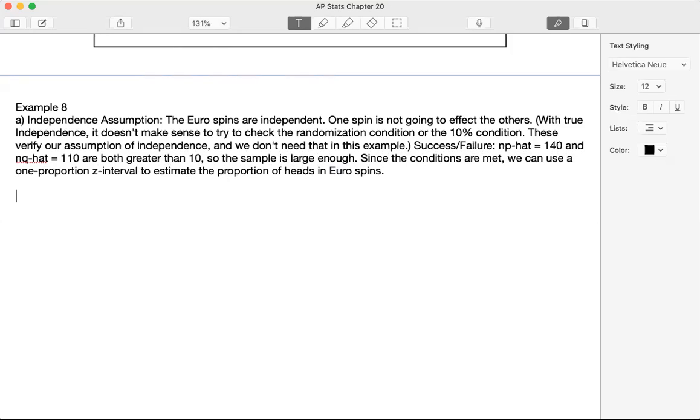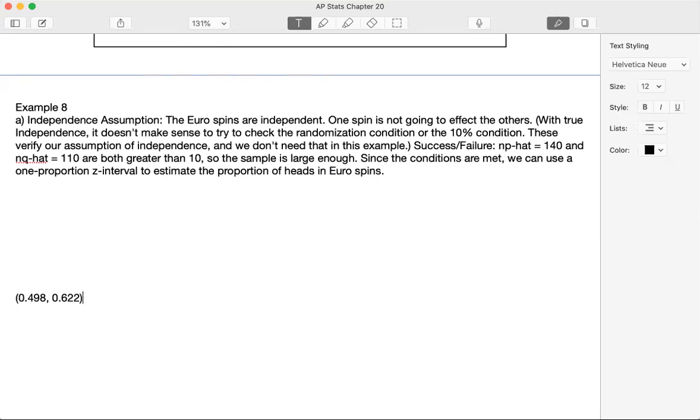Now for those of you who need a refresher here, I'll show you the calculations of how I got this interval. We are going to get 0.498 to 0.622.